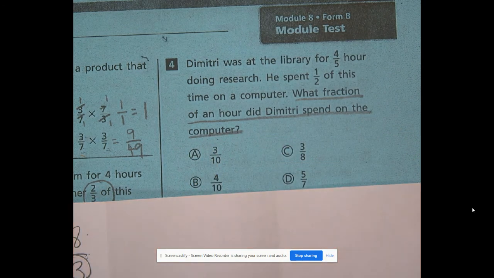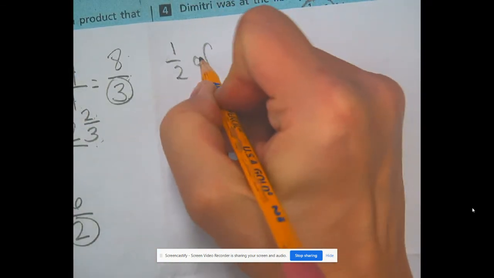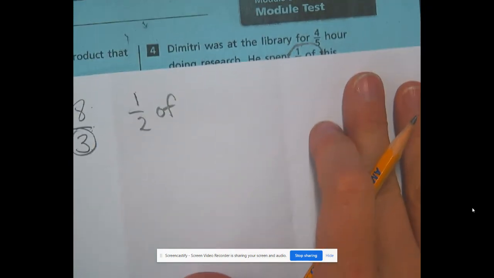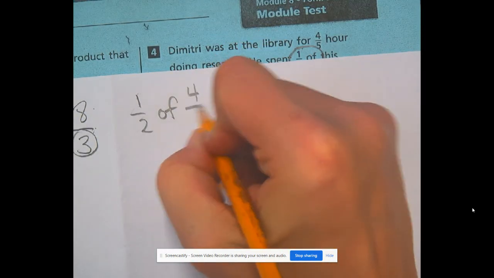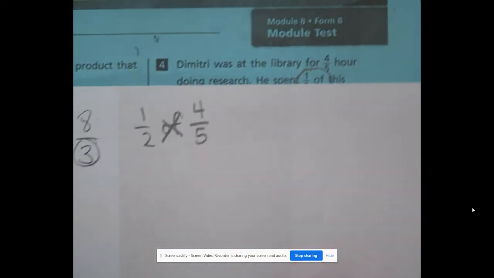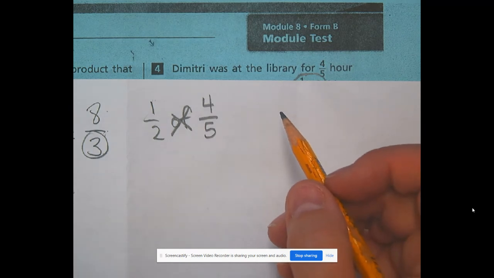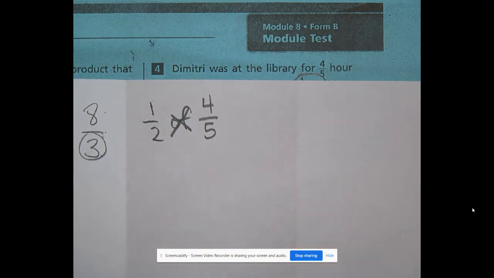Yes, what tells us in there what we're supposed to do? 1/2 of, good. So we are finding out 1/2 of what? 4/5. Good. That tells us to do what? Multiply. How am I going to multiply? You do it right now, and I'm going to come around and see. You show me how you multiply 1/2 times 4/5.